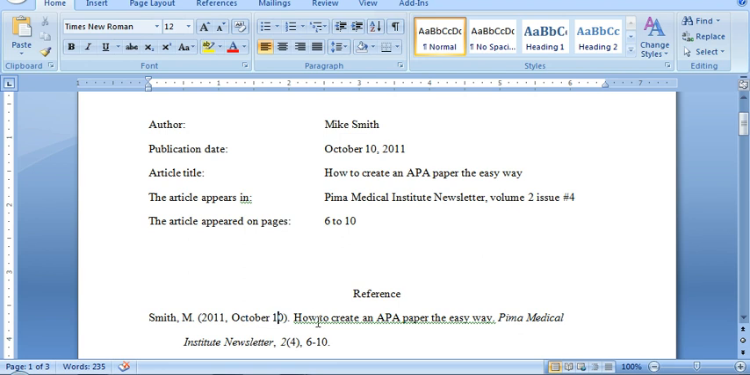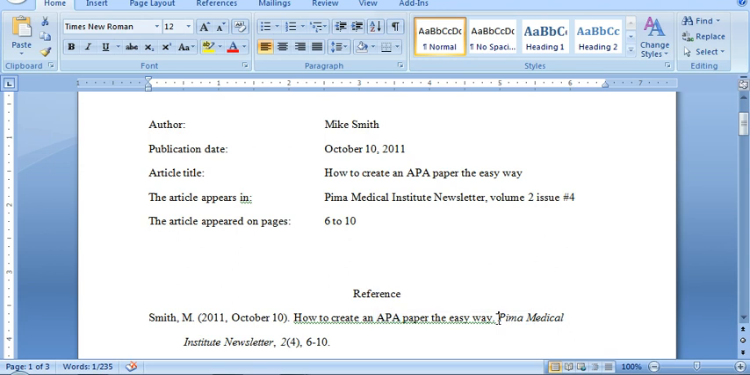Secondly, we then put the article title name. And here it's important to note that we use something called sentence case. In other words, we type the article title as though it were a sentence, only capitalizing letters where appropriate for a proper noun. We do not capitalize every single word in that title like we would in a title case.